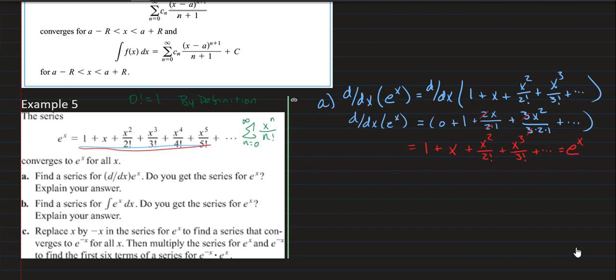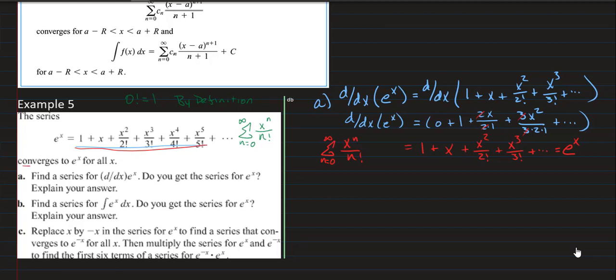If I wanted to write this as a series, I wouldn't need to start this at n equals 1. I could start it at n equals 0. It's going to be x to the n over n factorial. And because this series converged everywhere, so will this series. We were told this converges for all x, so the domain goes from negative infinity to infinity.